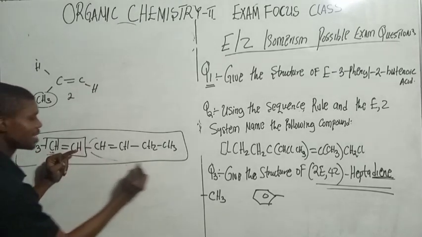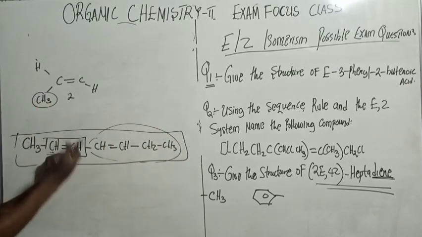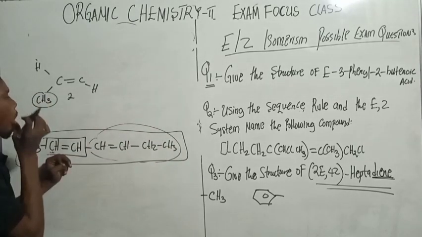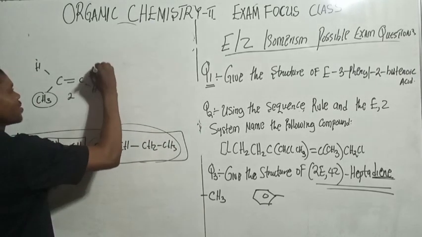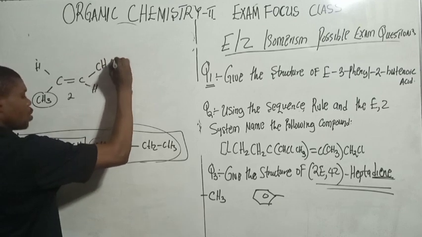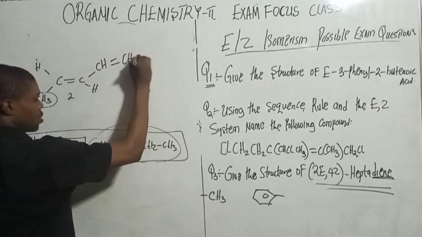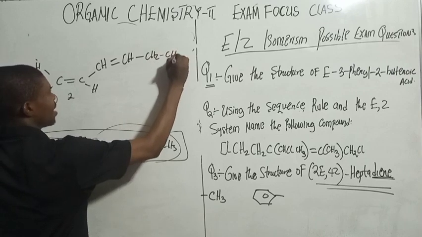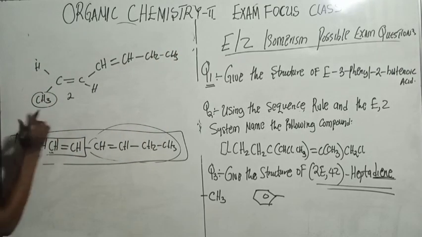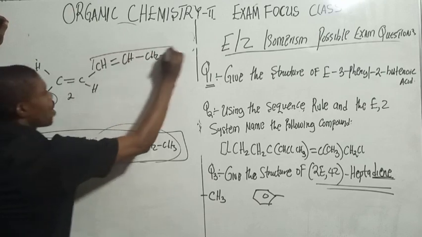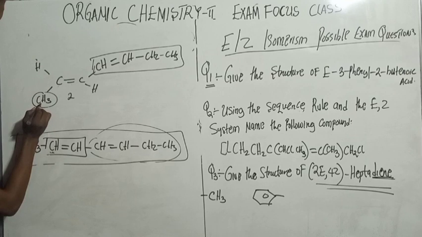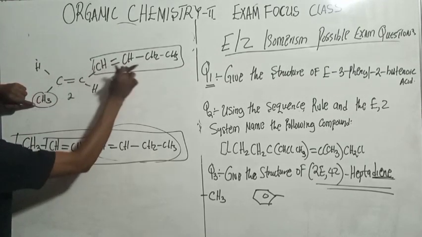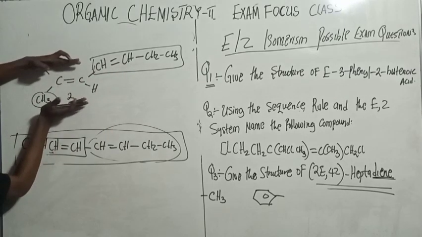Then we have the whole of this guy here as the group that has the highest priority. So I can draw it like this: CH double bond CH2 and CH2, right? I'll consider this one as one. So this carbon atom here has hydrogen and CH3, right? So they are on the opposite side. So I'm done with this idea.